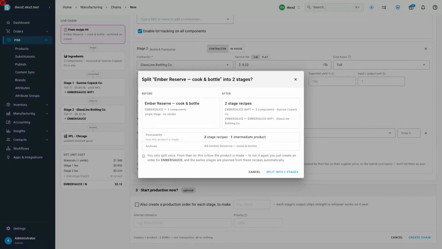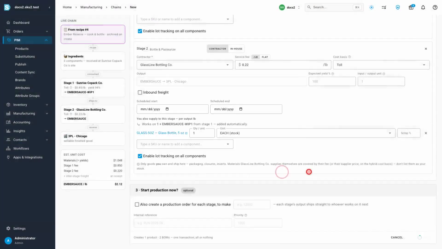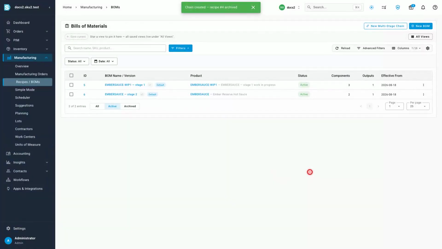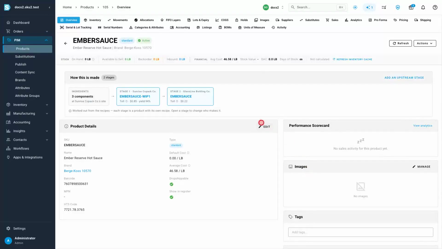Confirming does all of it at once. A work-in-progress product for the handoff. A recipe for each stage. The original archived, not deleted. And if any single part of that failed, none of it would be written at all. Back on the product, the chain is stated in full. Both vendors. Both rates. The yield. None of it is stored anywhere. It's worked out by following the recipes, which is why it can never disagree with them.